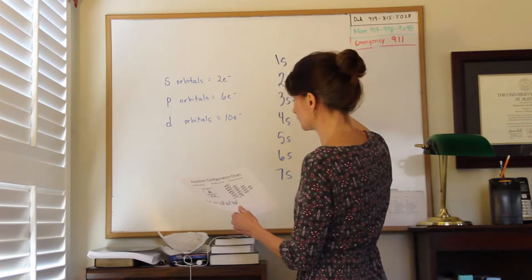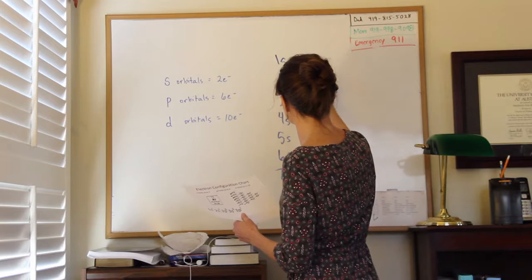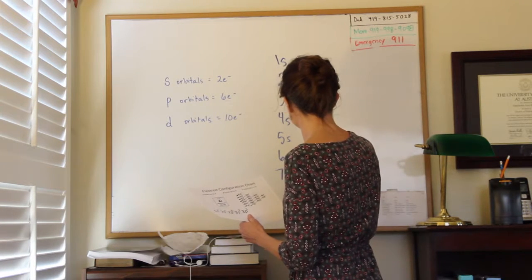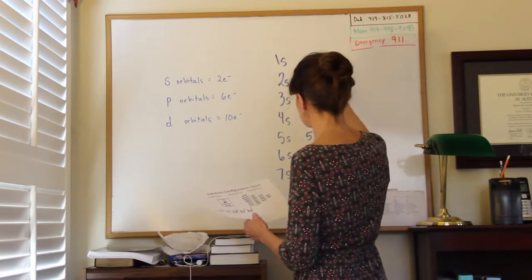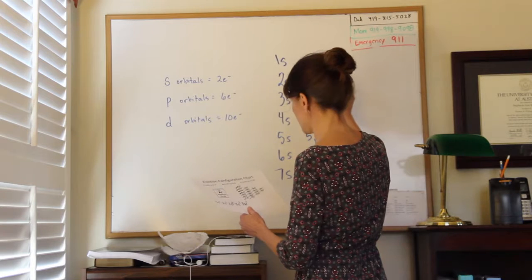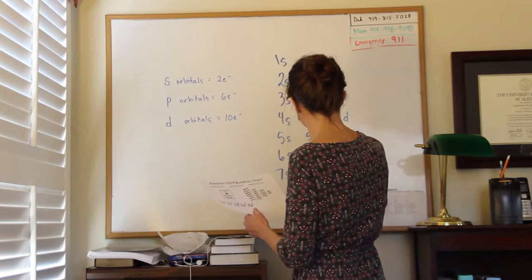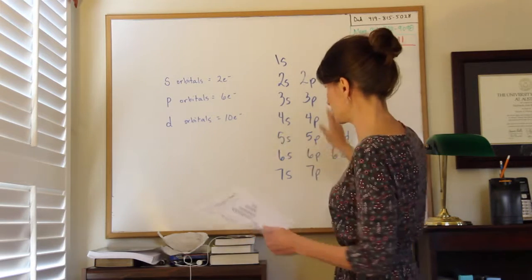Then you skip down to start your p orbitals. There is no 1p. So 2p, 3p, 4p, 5p, 6p, 7p. And then d orbitals, you step down again. D orbitals start at the 3rd row. 3d, 4d, 5d, 6d. And then there's f's, but this ought to be enough for us.